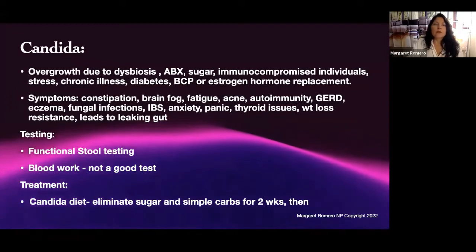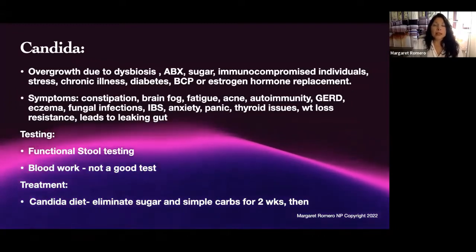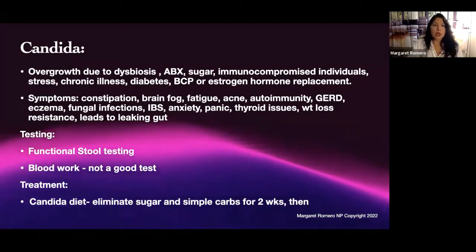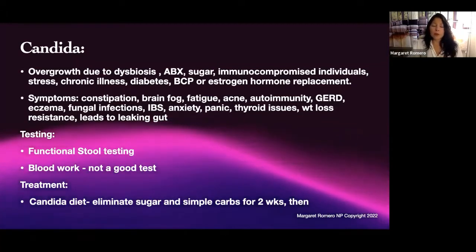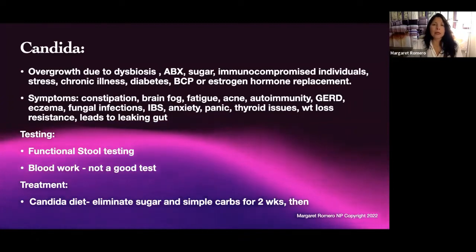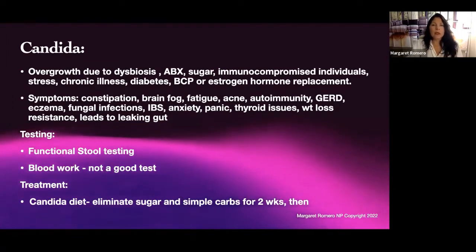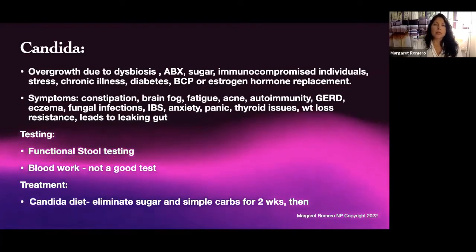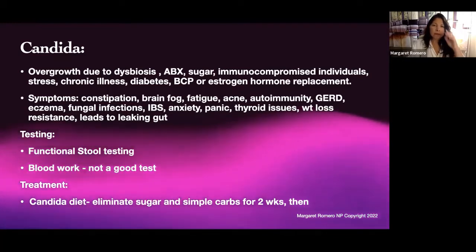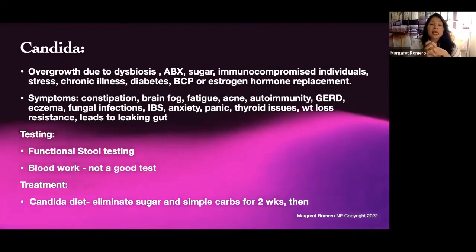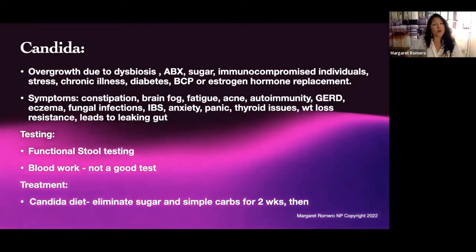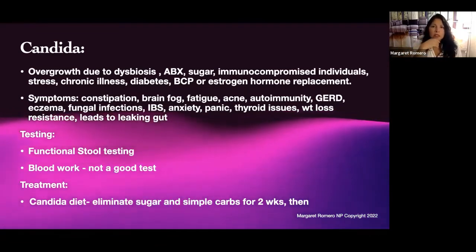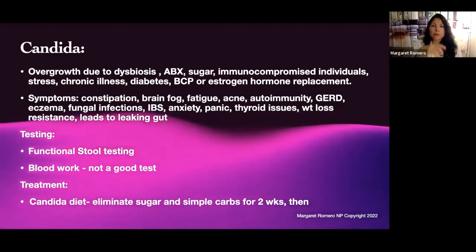It can be due to lots of antibiotics, eating sugar, eating lots of candy and chocolate. If you're immunocompromised, people get this pretty easily. Obviously, if you have chronic illness, diabetes, uncontrolled diabetes, definitely, it's so easy for someone to get Candida. They get it on their skin, underneath their breasts, underneath here. You can see it on the skin, in their groin area as well. Birth control pills can easily cause Candida, as well as estrogen hormone replacement.